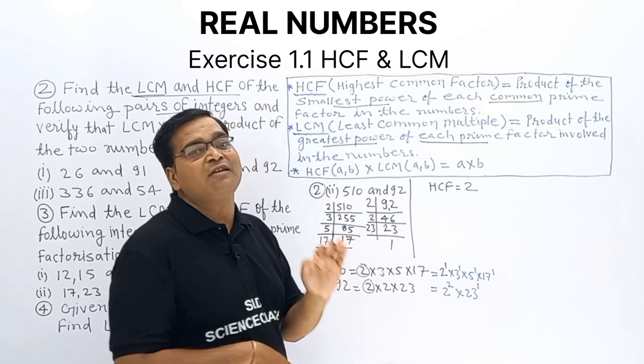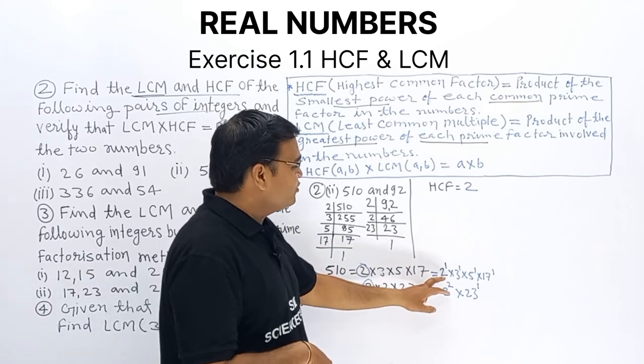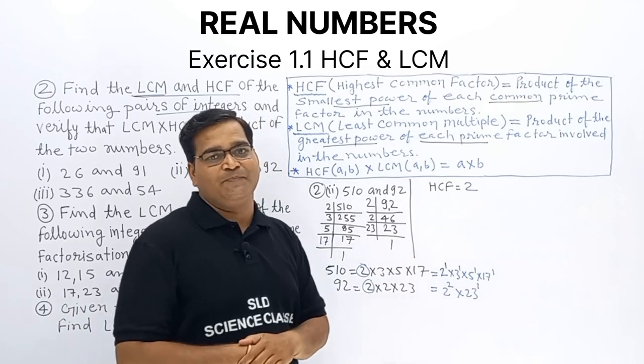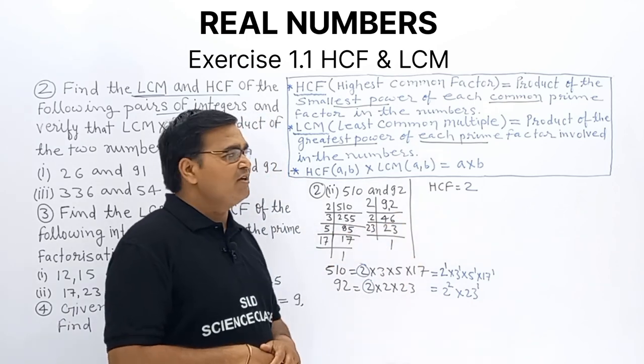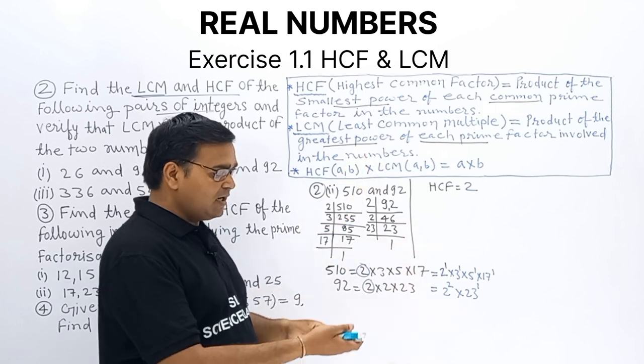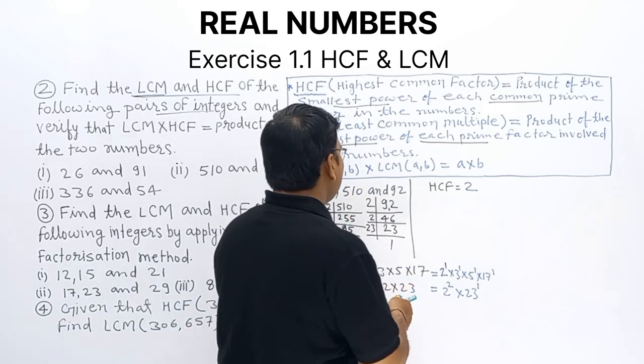Now it has 2 power 2 in one and only 1 power in the other. So what will we consider? The smallest one. So we will consider 2 power 1. So 2 power 1 will be what? 2. So this is the answer. So from the definition I explained how this is coming. Now the next one is what? LCM.